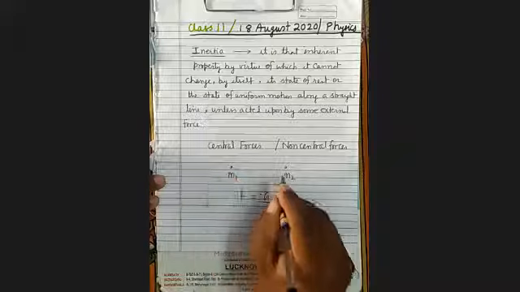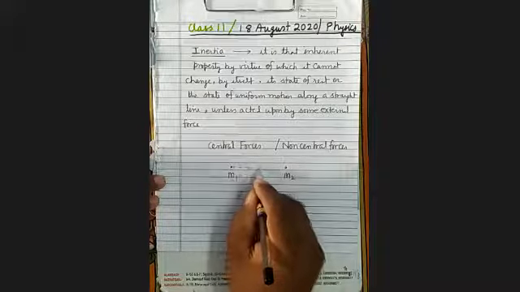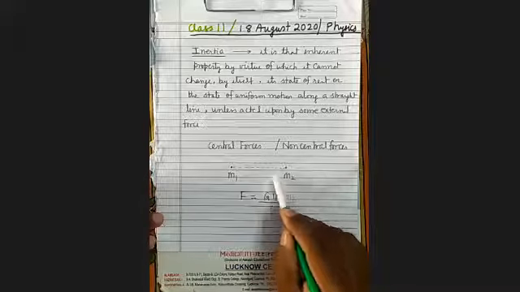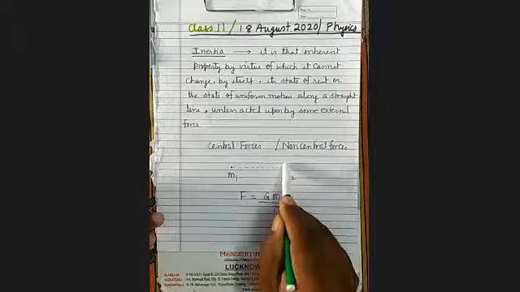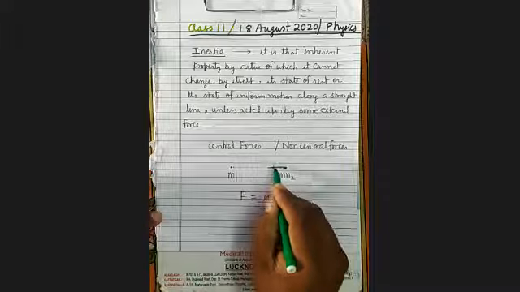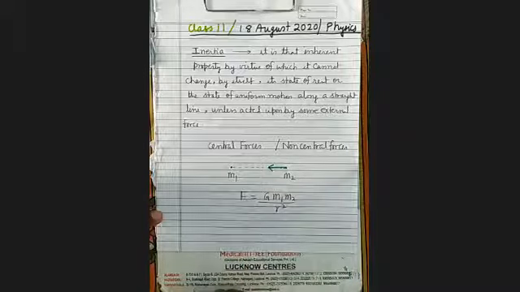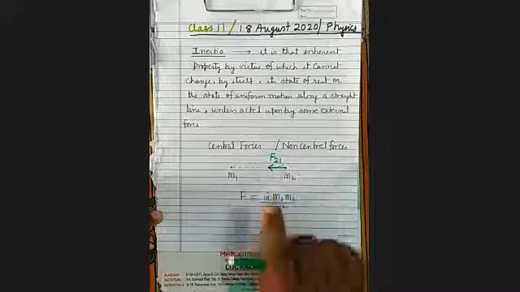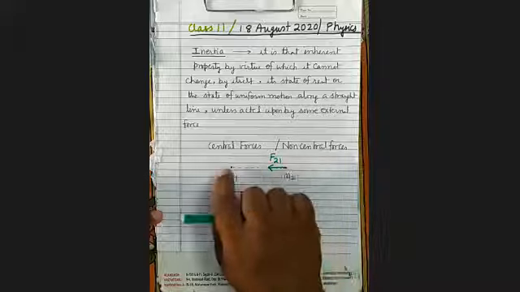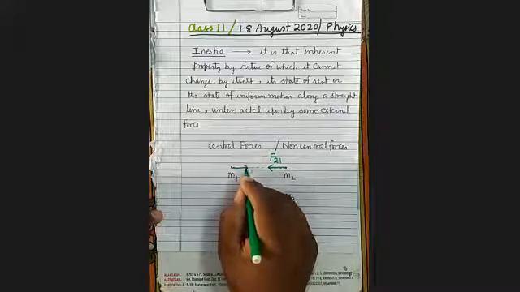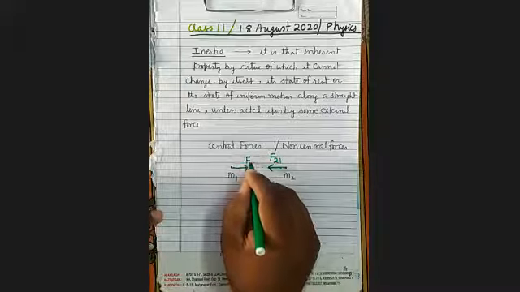Now when m1 attracts m2, in what direction will it apply the force? When m1 is attracting m2, it will not apply the force in this direction, and not in this direction. It will apply the force along the line joining the particles. It's clear. Similarly, when m2 attracts m1, it will apply the force along the line joining the particles.